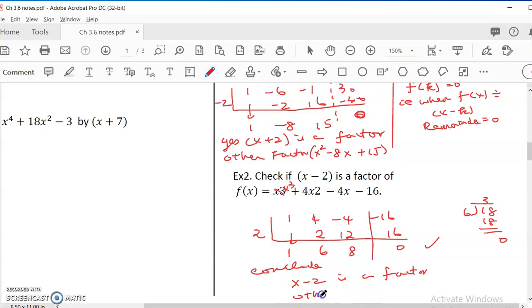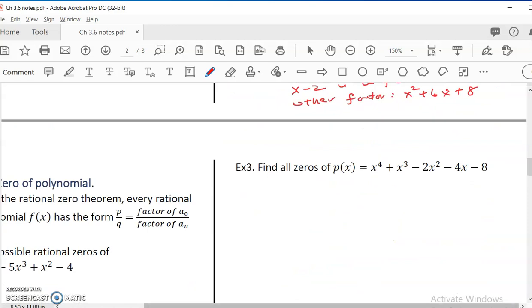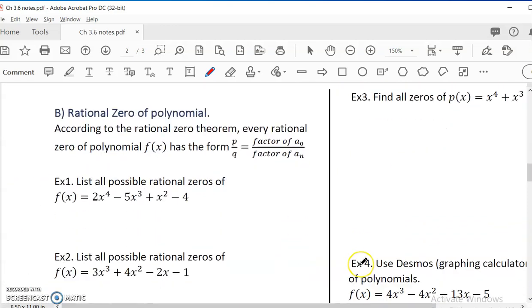So synthetic division is very useful. You just move the number from x minus k into here as k, and then you can check. The other factor is this one, 1x squared, so it would be x squared plus 6x plus 8. And then once you find the other factor, and it's quadratic, you can use the quadratic formula to solve it. So that's the factor theorem and remainder theorem. It helps to detect if something is a factor.